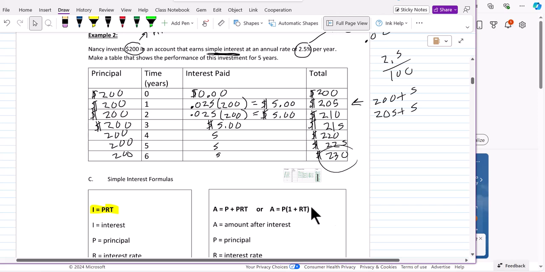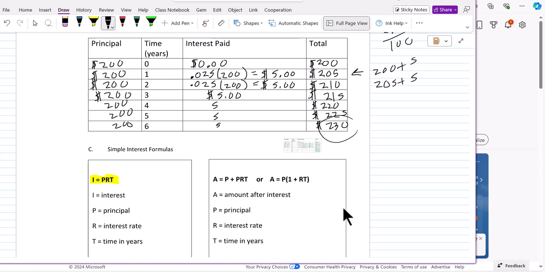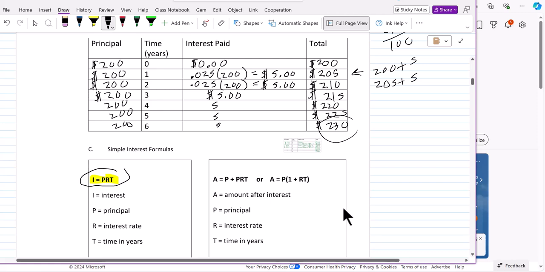Now I want to introduce you to these two formulas. These are things that you've probably seen at some point in your schooling. I don't know when you learn this, middle school, high school, it all depends on what kind of classes you're taking. So we have I equals PRT. You're just doing the principal times the rate times the time. I is the interest, P is the principal, R is the interest rate, and T is the time in years.